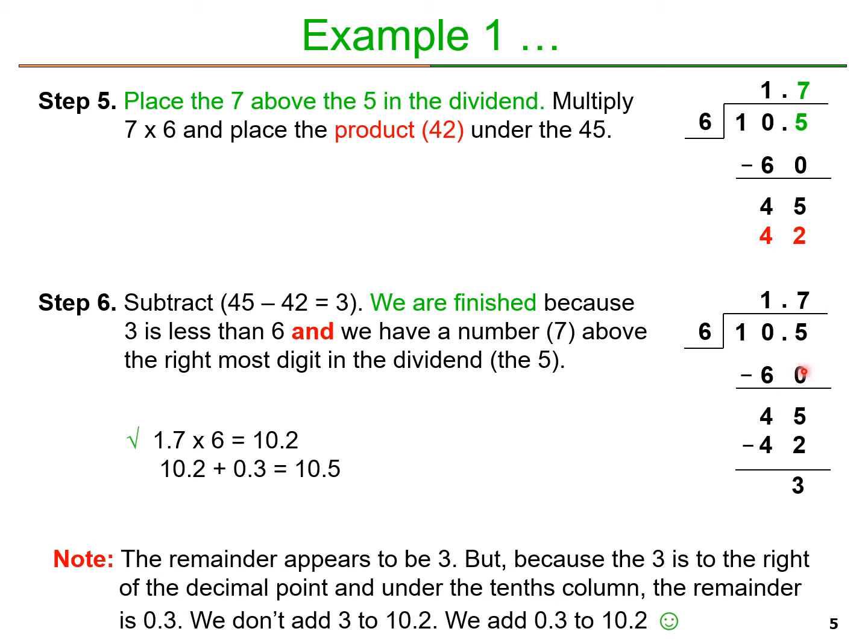So over here, we can basically just bring this decimal point all the way down and put it right here. And we see that this 3 is to the right of the decimal point that we brought down. So this is 3/10. So we add 3/10 to 10.2. So let me go ahead and erase this.